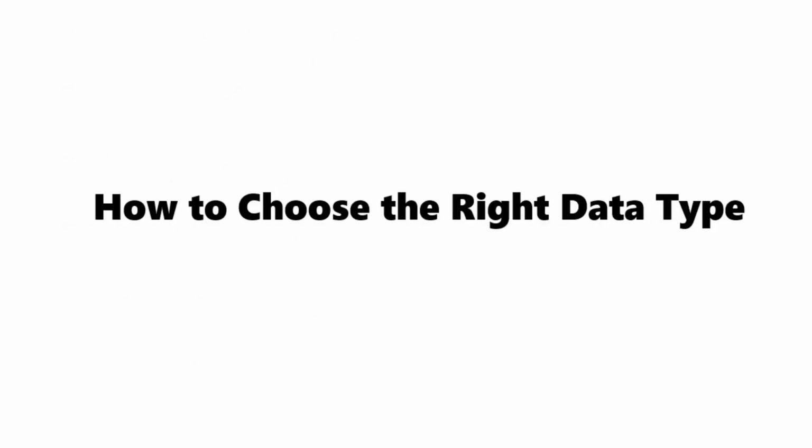How to choose the right data type? Whenever you create a variable, ask yourself, what kind of information will this variable store? If it is text, use String. If it is a whole number, use Long. If it is a decimal number, use Double. If it is a date, use Date. If it is true or false, use Boolean. This simple habit will eliminate many future problems.